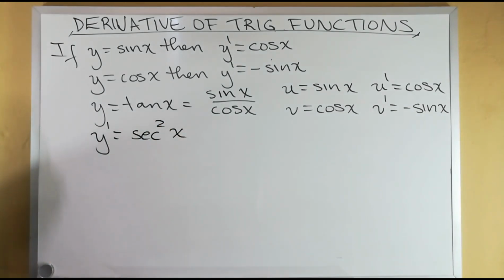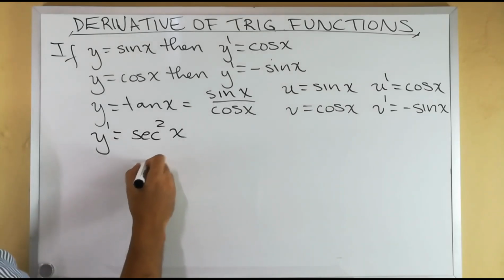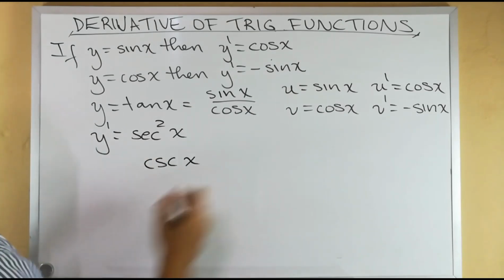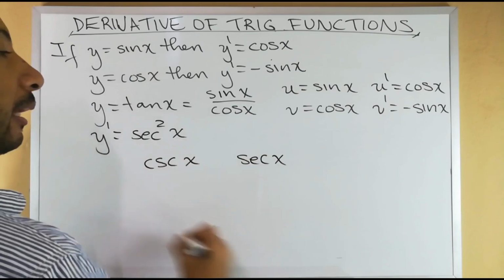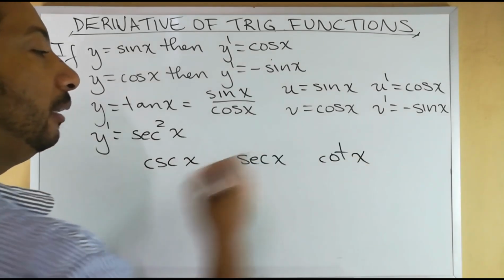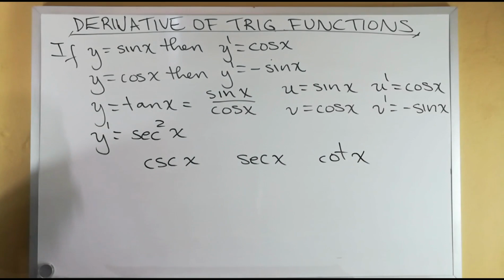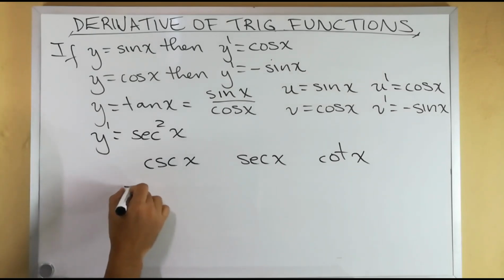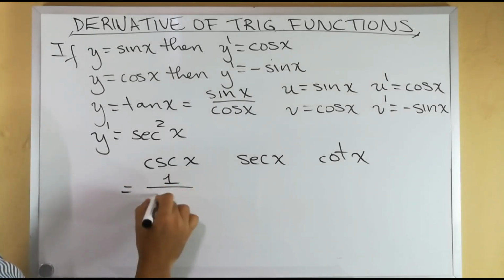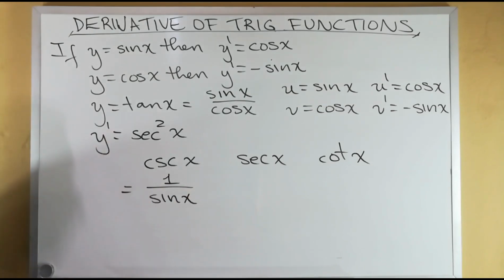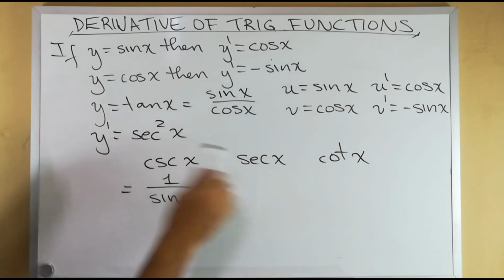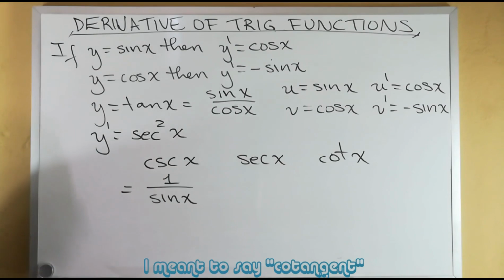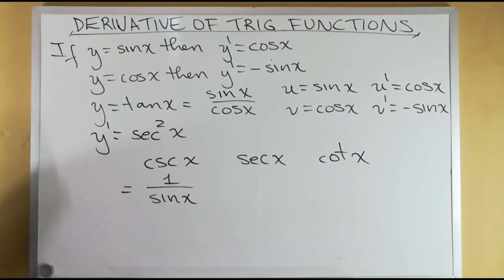Okay, so now I leave it up to you to find the derivative of the cosecant function, the secant function, and the cotangent function. These are your practice problems. How will you find the derivative of the cosecant function? Well, you express it as 1 over the sine function, and then you use the quotient rule. Do the same thing for secant and the same thing for tangent. Okay? And let's see what you get.